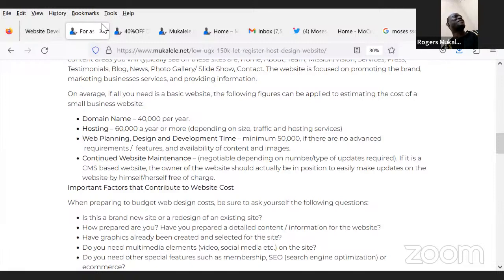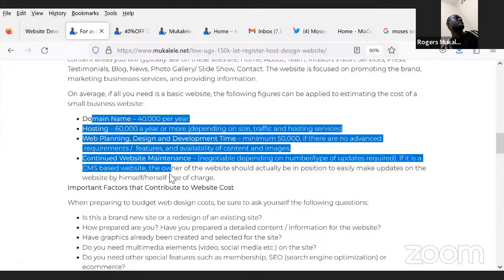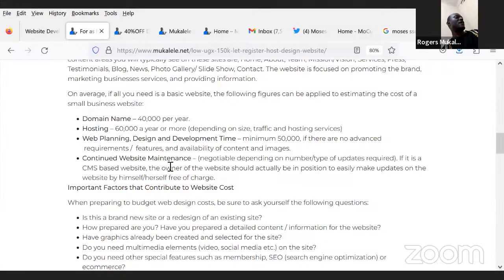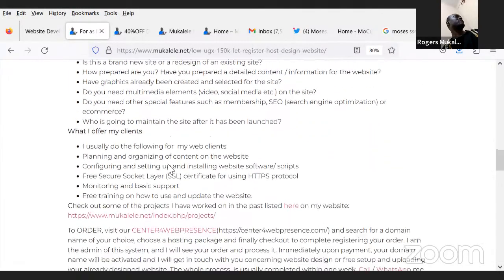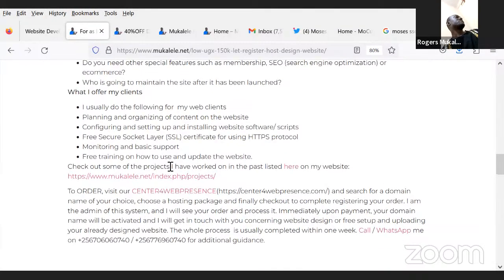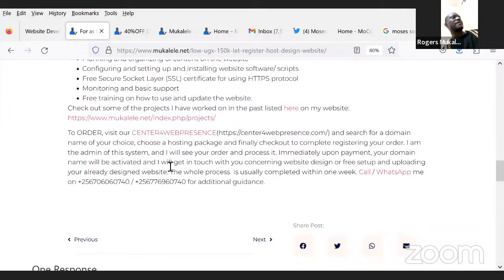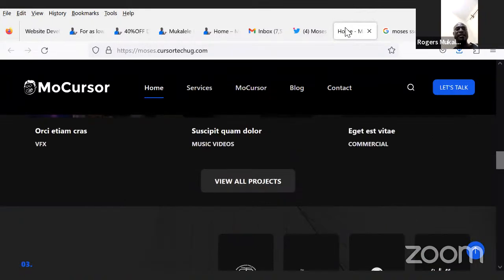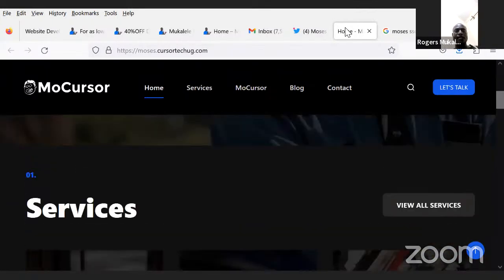But right now, if I look at this article, I can really see that there is even continued maintenance. By the way, the aspects that we have discussed in this session are all here. This is an article I wrote in 2018. I put there domain name, hosting, website planning, design, and development, and then there is maintenance. All these things are supposed to be here. Now my website proposals are in millions of money, but there was a time I was looking at 150K. So I just chipped that in, but I now want to hear from Mr. Moses Kasa to tell us about his story in the field of web design and how he got here. Mr. Moses, your time.